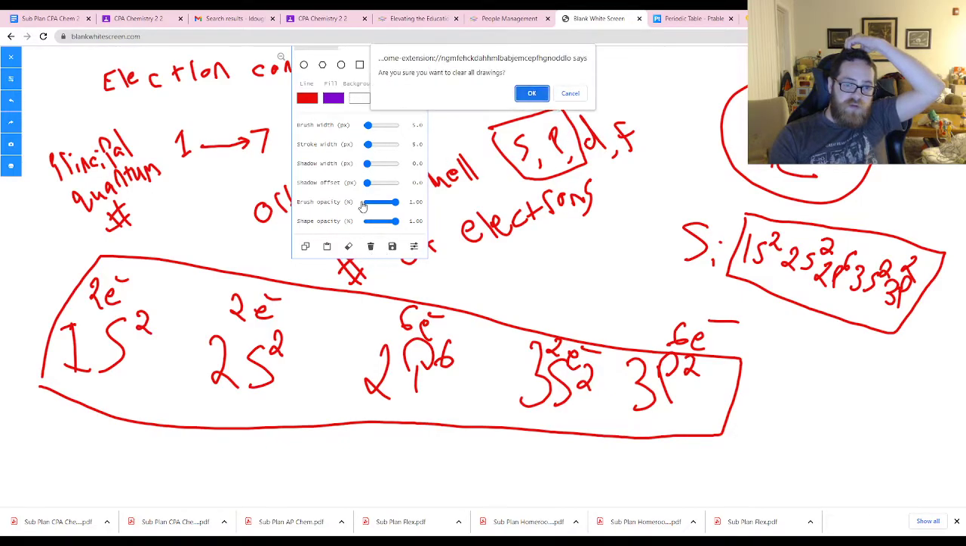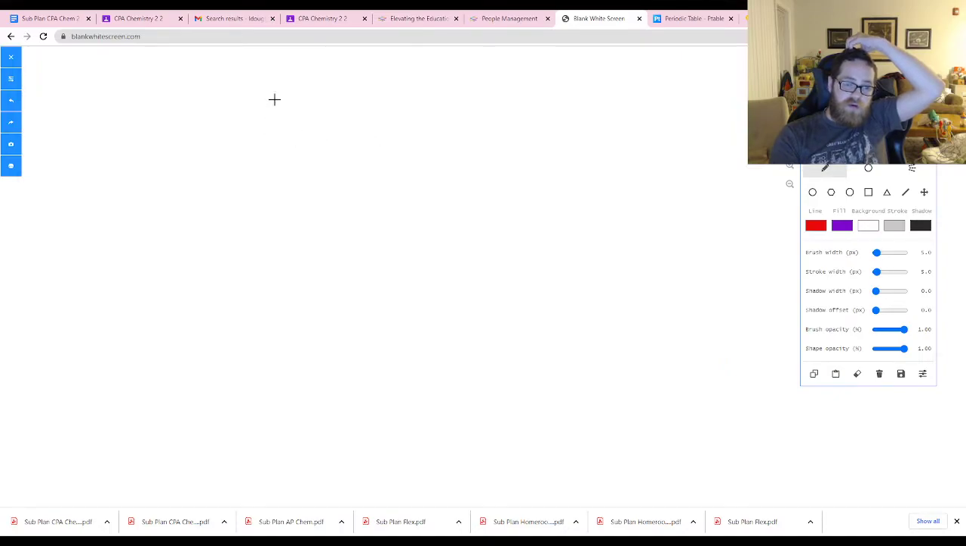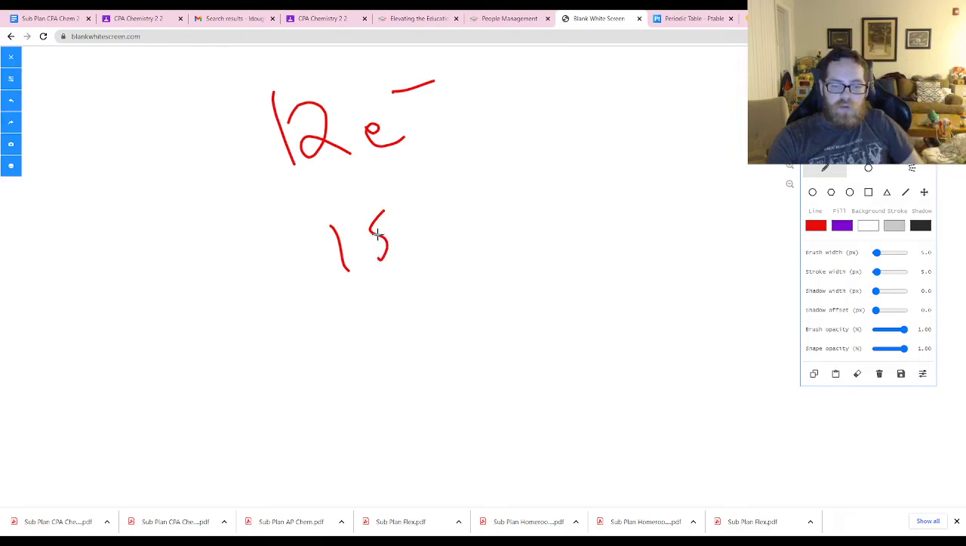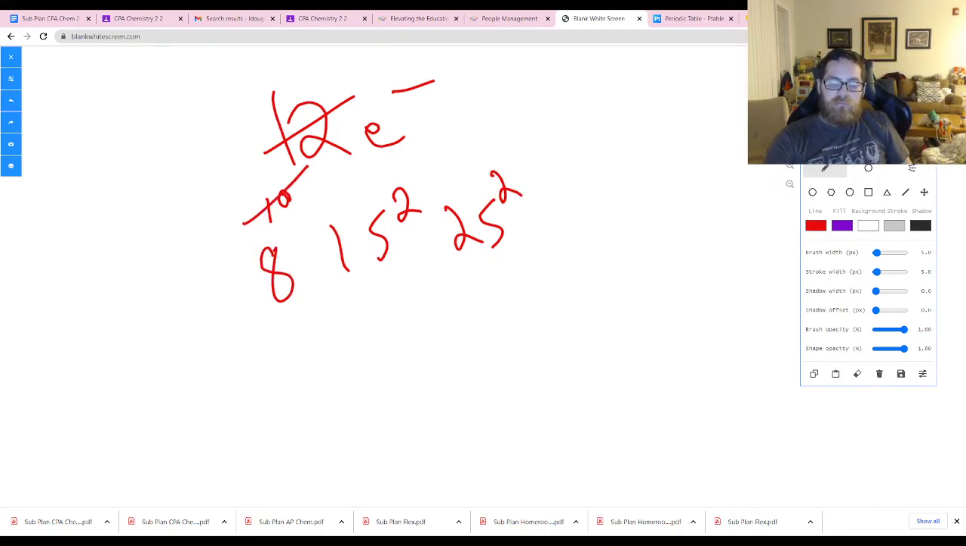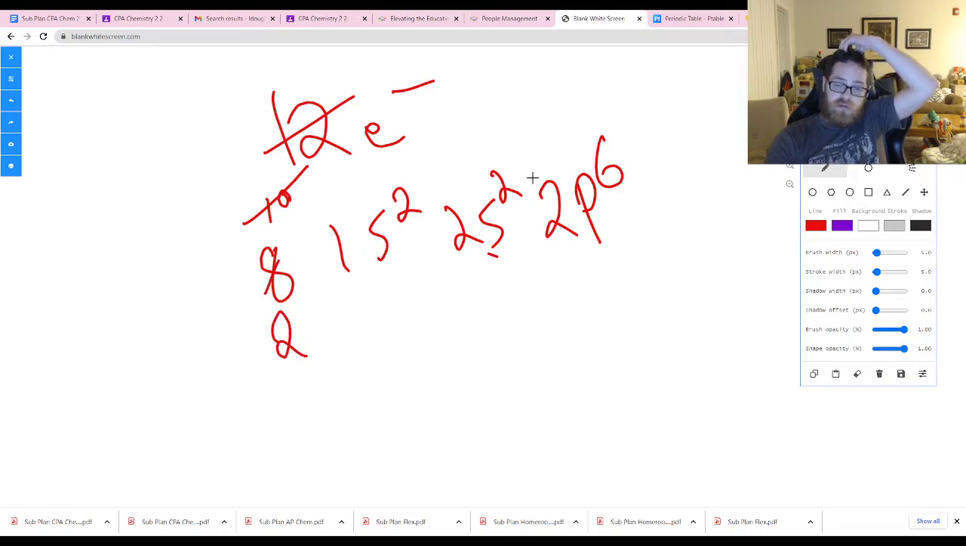With 12 electrons, first we have 1s, that's getting 2, 10 left. But then after 1s, our next lowest is 2s, which also gets 2. We're down to 8. But now we have access to the p's. So we go 2p, we'll put in all 6. We're left with 2.